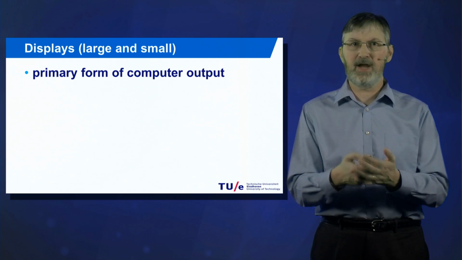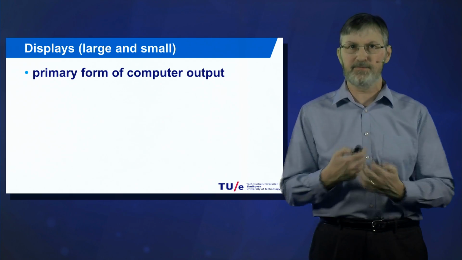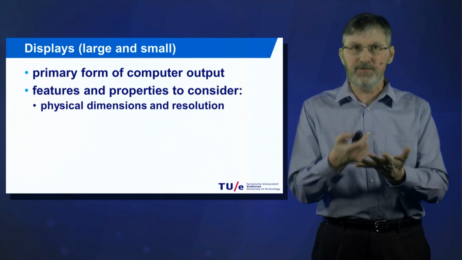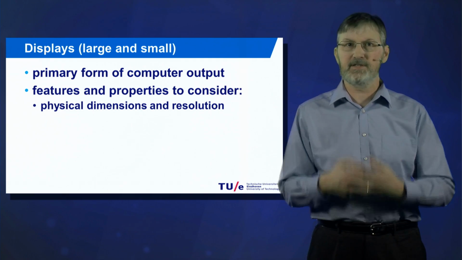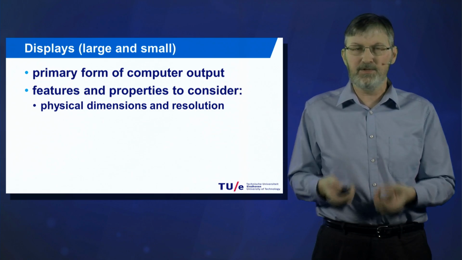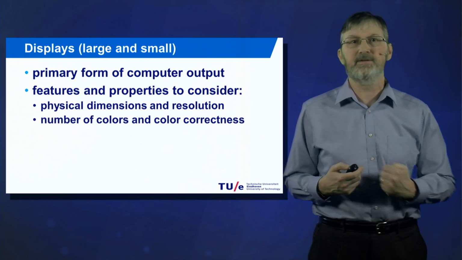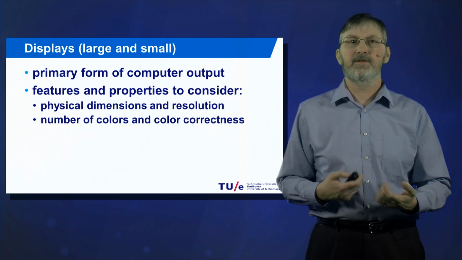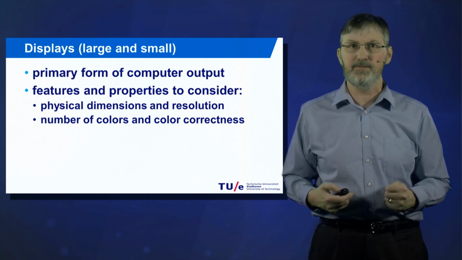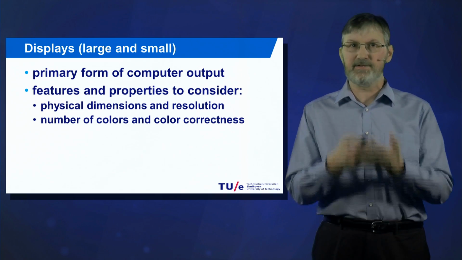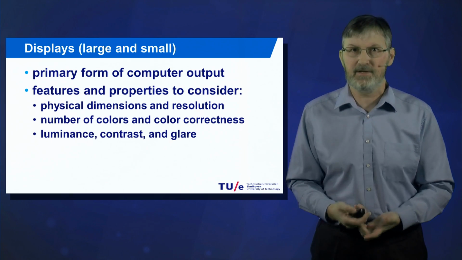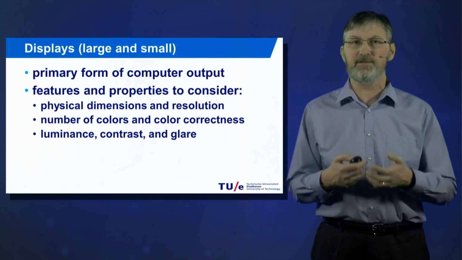Displays are the primary form for receiving feedback and output from a computer, and there are many aspects that we will consider when choosing the right type of display. The physical dimensions, large screens can show a lot of information, but also resolution. Higher resolution means that the output will simply look nicer. The number of colors that a display can show will influence how we will deal with color in designing the output. Photo manipulation, for instance, requires that you know which colors the display can show. There are aspects of luminance, contrast, and glare, especially important when we're using displays outside.